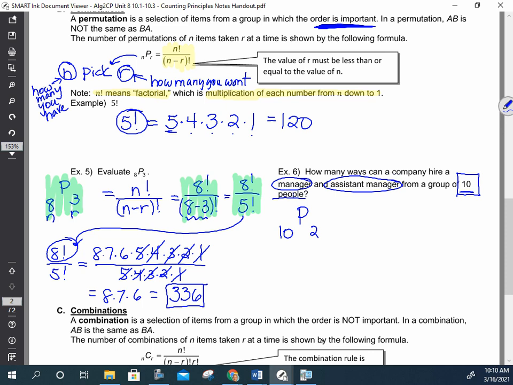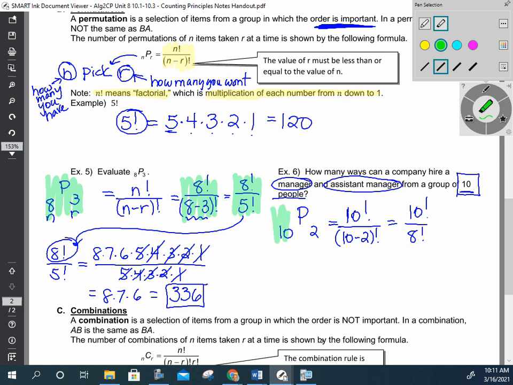10 pick 2. So now we do the work. We have 10 factorial divided by 10 minus 2 factorial. So again, I'm using the same formula for the permutation, I just didn't write it. Those of you with the scientific or the graphing calculators, I expect you to do it the short way. The only thing you have to do is set up the problem. Once you have this set up, let the calculator do what you're paying it to do.